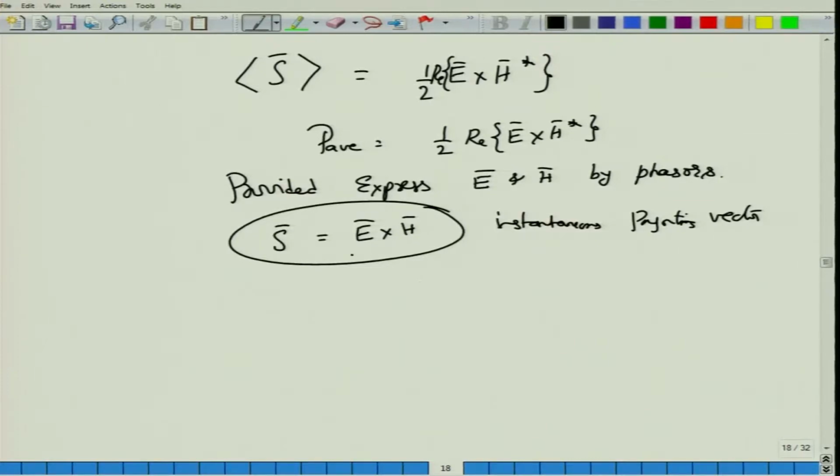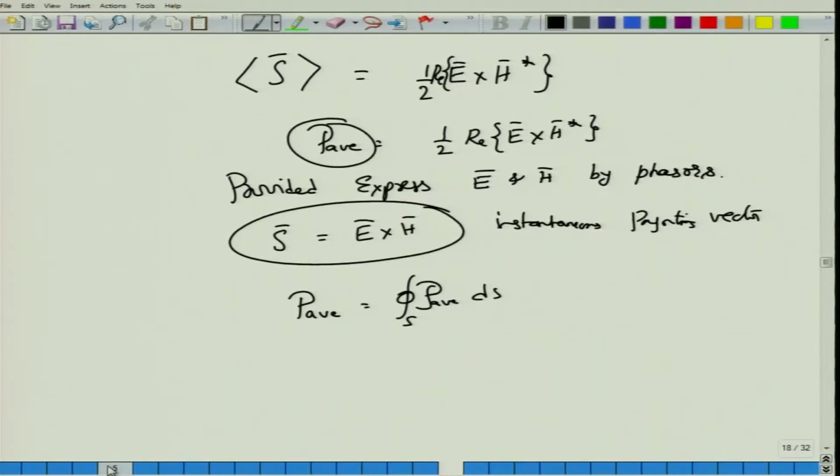And the average power density, or the average power flowing, will be given by half of the real part of this. If you want to multiply this by the surface area of a surface, then you will get the time averaged power out. So this is the density. The actual average power will be given by integrating this power density over the appropriate closed surface.